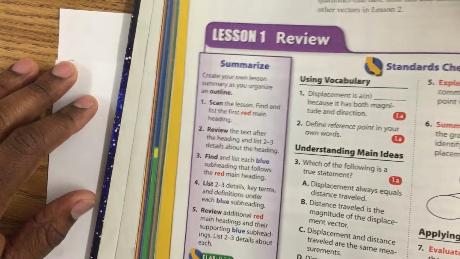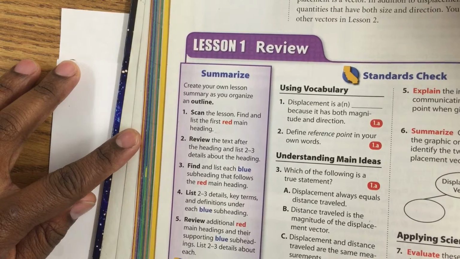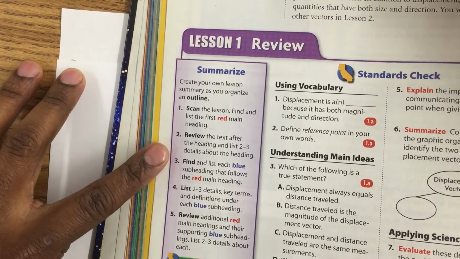In this video, I'm going to go over the lesson 1 review that you may have done. It is on page 54. 1 through 6 is the chapter 1, lesson 1 review. I just want to make sure you have the right answers and that you are not missing anything. So let's just jump right in.